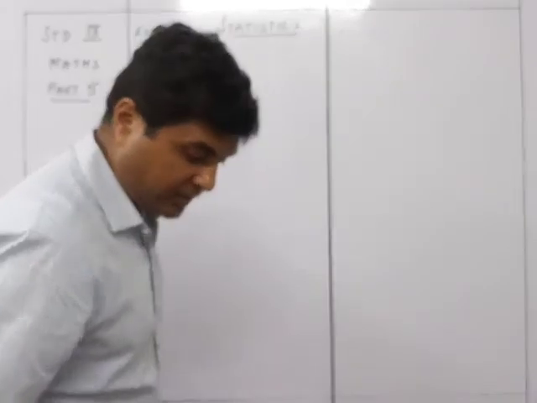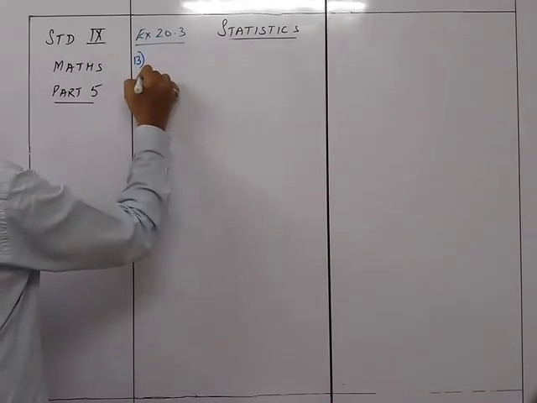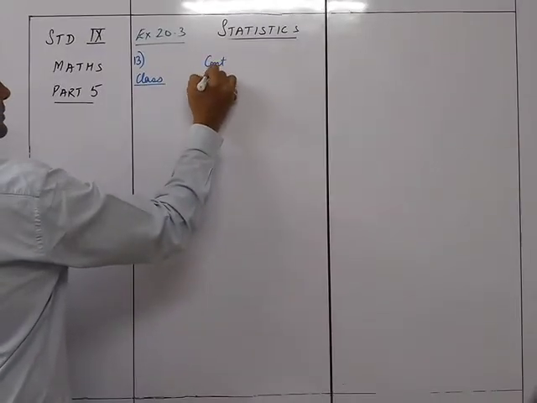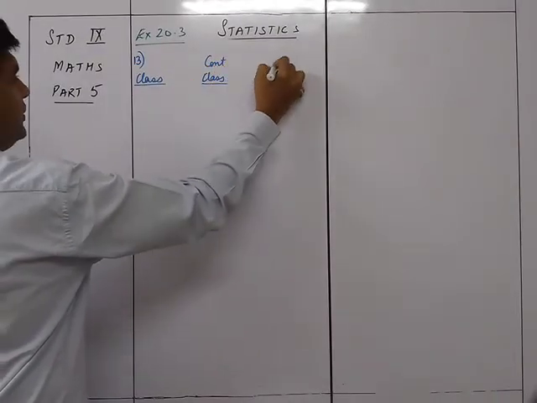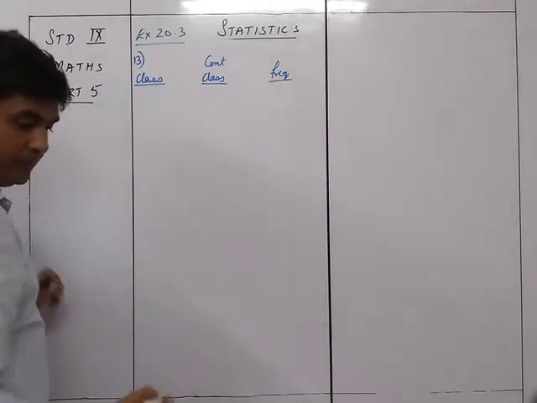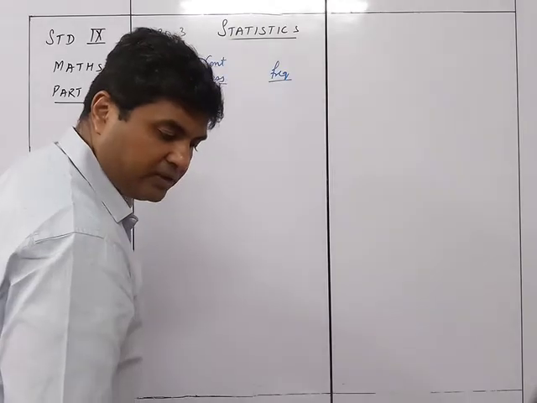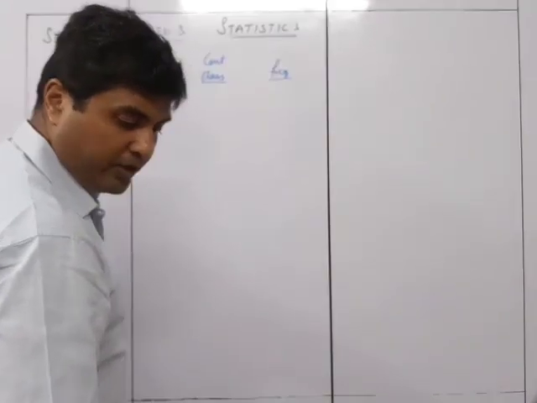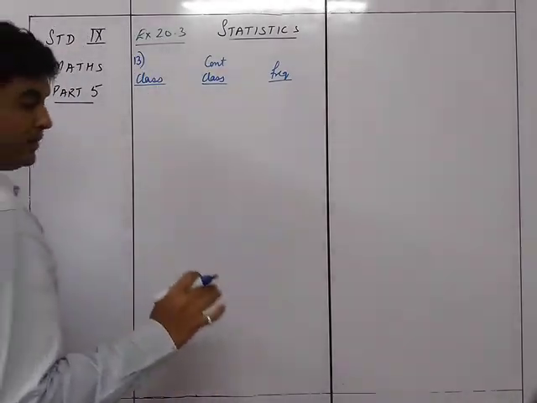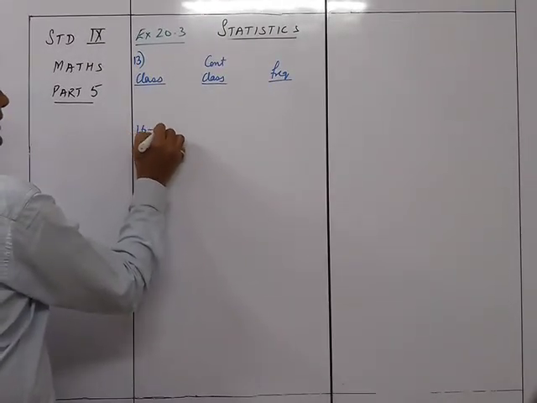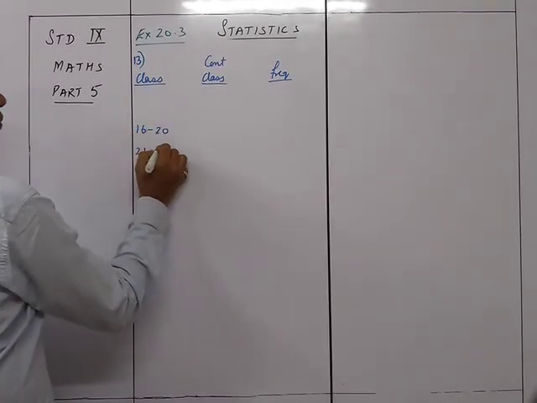Okay, so the data given as sum number 13 is class, continuous class, and then frequency. These are the things we will require. The class given over here is, now because we need to find out the frequency polygon, so I'll get one data again. I'll leave some space, so it will be 16 to 20 and then 21 to 25.